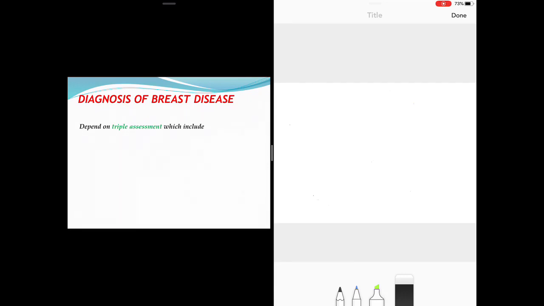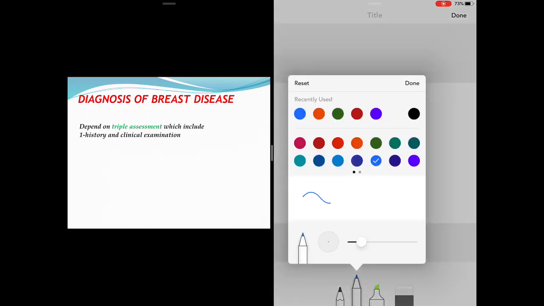When I say this patient is complaining of mastalgia, how do we diagnose or manage her? Straight away, you say this is according to the triple assessment. A patient complaining of a breast mass, how do we manage her according to the triple assessment? Okay, what is the triple assessment? Triple assessment involves first the history and the clinical examination.